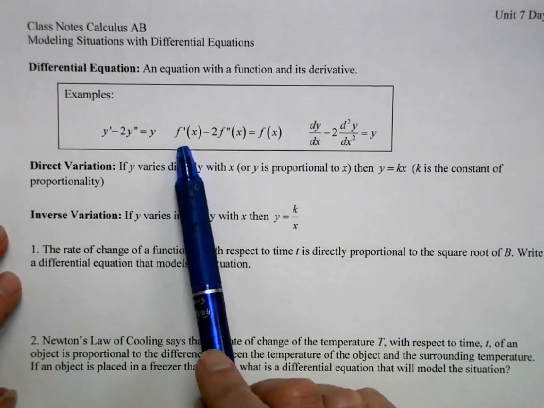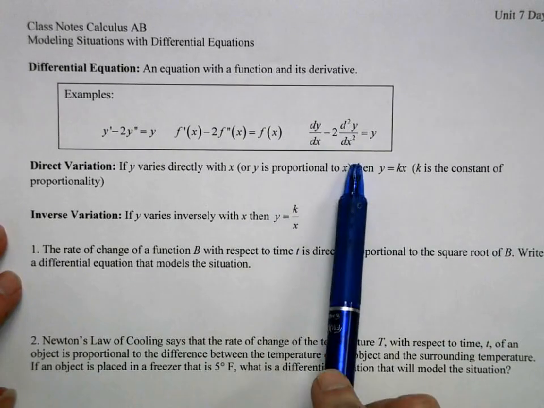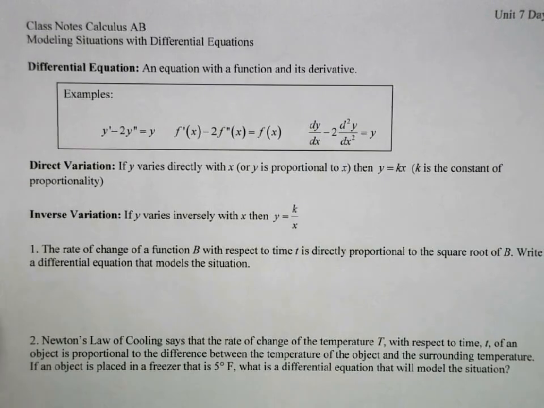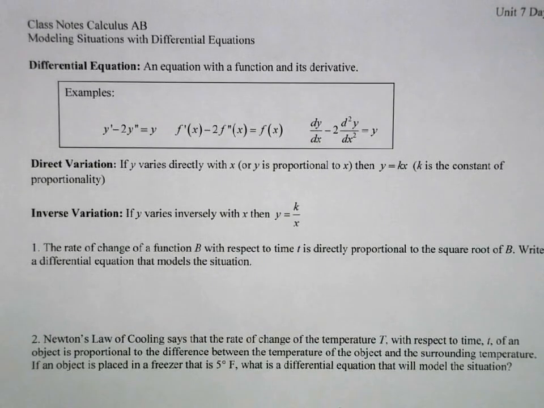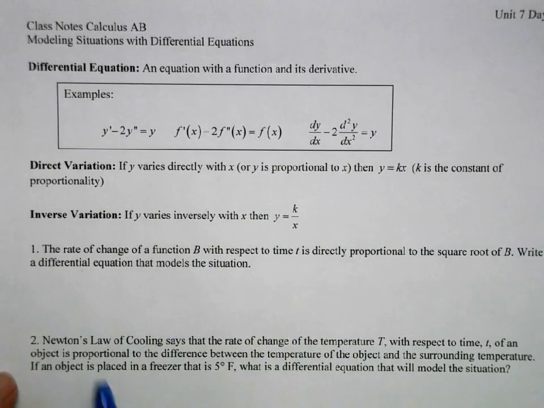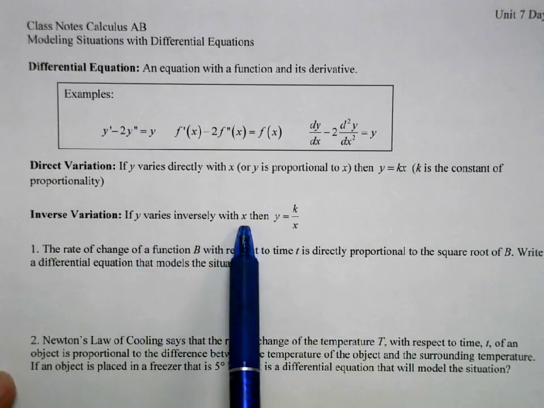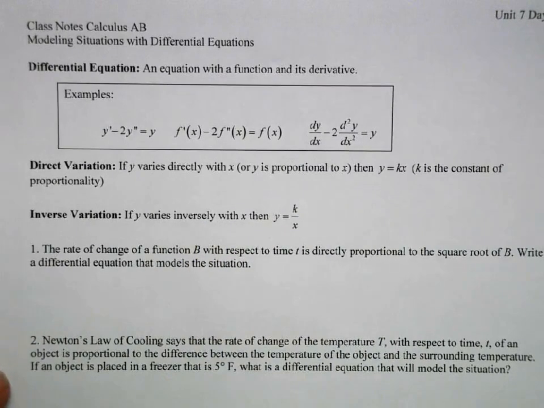You can use prime notation. We can use our function with the prime notation. We can use our dy dx or d2y over dx2 notation. A reminder from probably Algebra 2, where you first saw this, is direct variation and inverse variation. Direct variation: if y varies directly with x, or y is proportional to x, then y equals kx, where k is the constant of proportionality. Inverse variation: if y varies inversely with x, then y equals k over x.